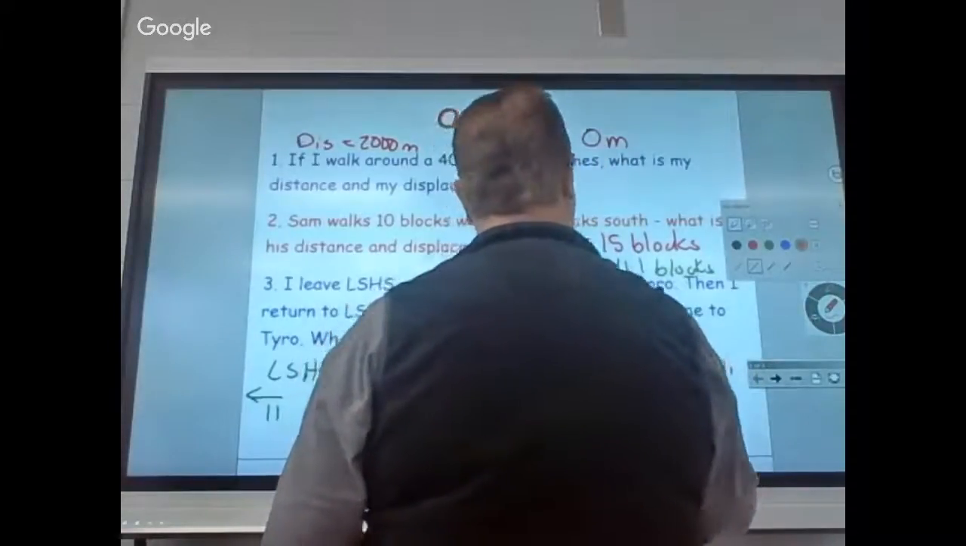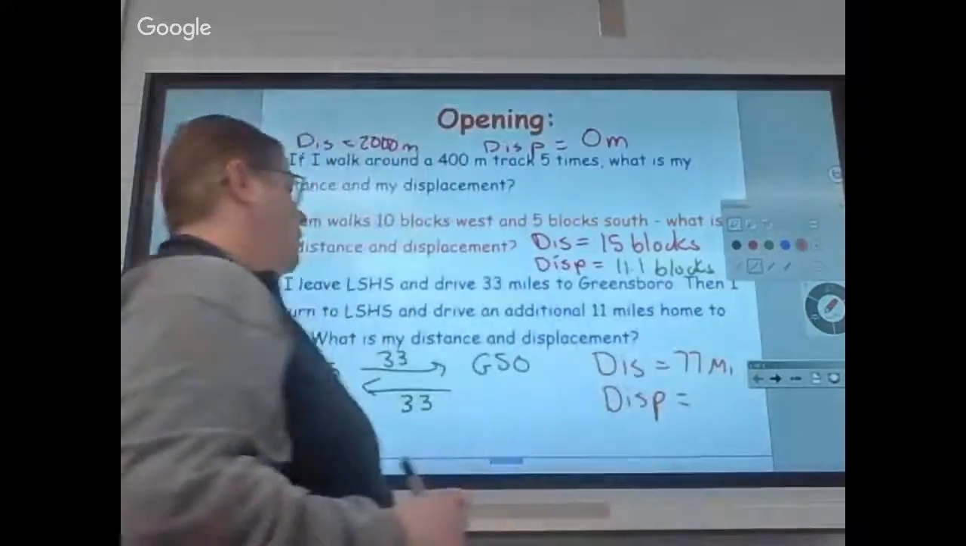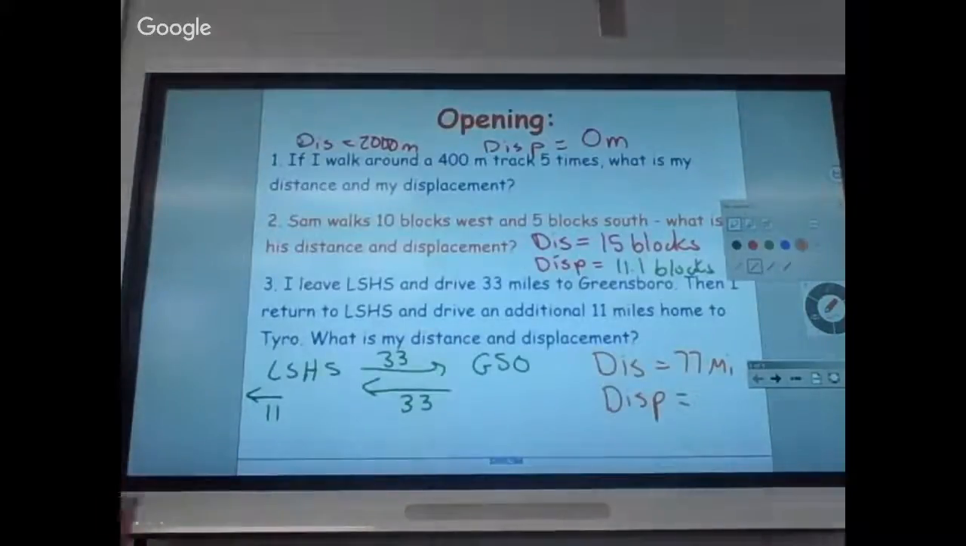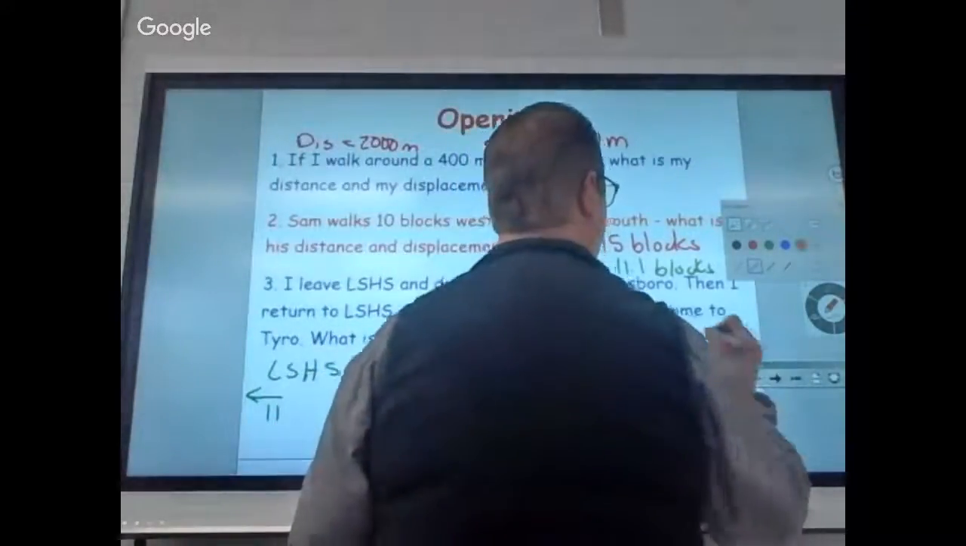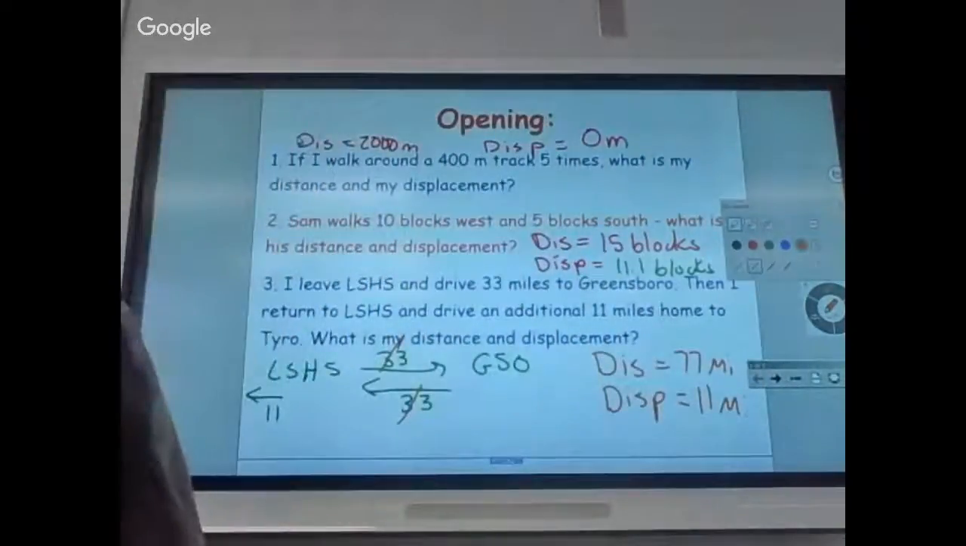For my displacement, what happens to the two 33s? They cancel out, so my displacement is what? 11 what? Miles. Okay, remember your units. Any questions about that? No.